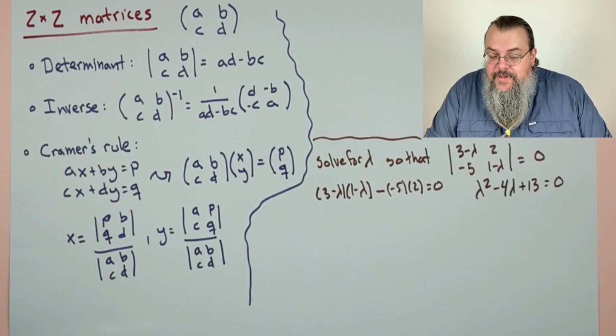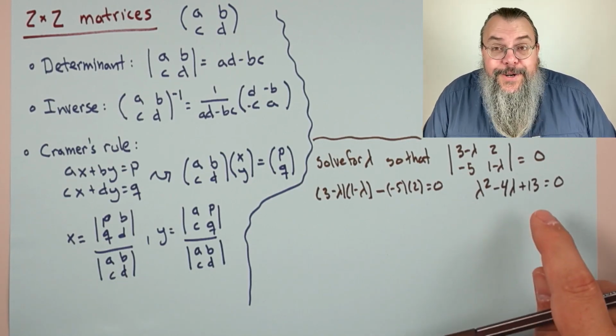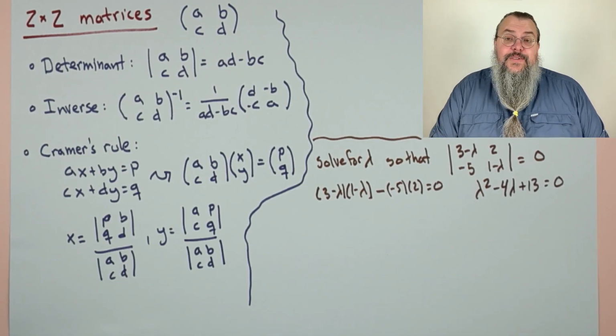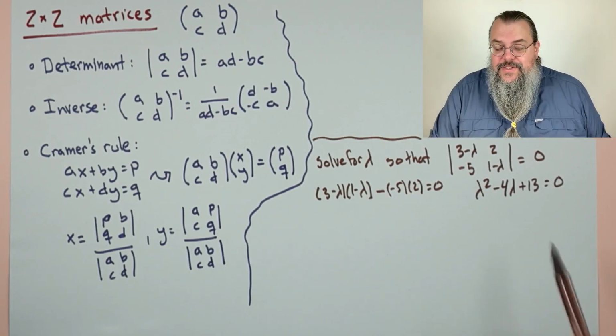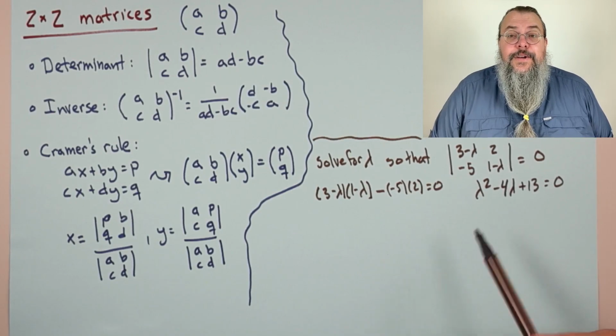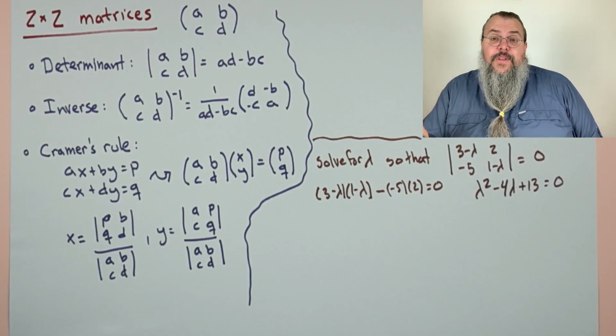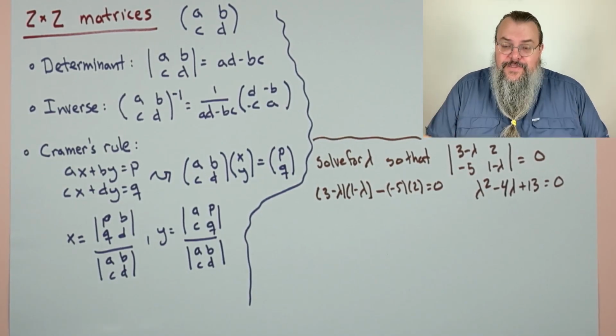Now we can try to factor. 13 is really hard to work with. It's a prime number, so not a lot of ways to break it apart. There's only one way, which is 1 and 13, and that's just never going to work with that 4. So we can use the quadratic formula. We can also actually use completing the square.